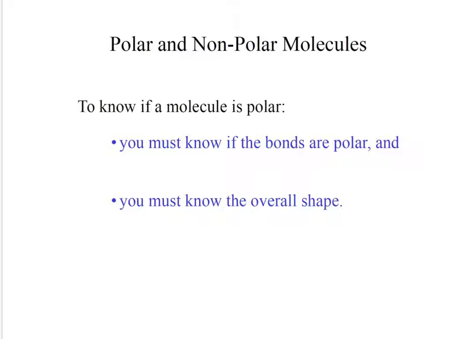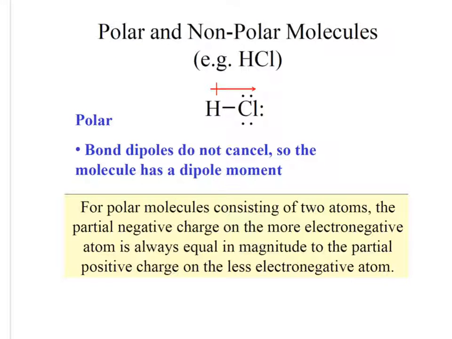Okay, so to know if a molecule is polar, you must know if the bonds are polar, and you must know the overall shape. So, are the bonds polar? Yes. Do these dipoles cancel out? No, because there's not another one in the equal and opposite direction. So one end of this linear molecule has a partial negative, the other one has a partial positive. That's what makes it polar. It has a dipole moment. So we know that there are 2 different ends.